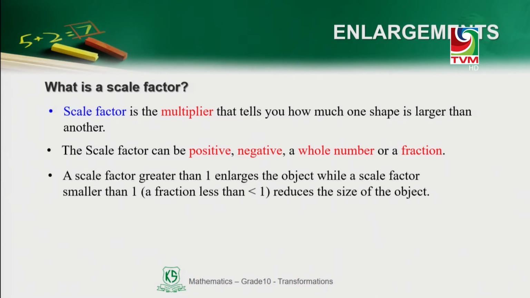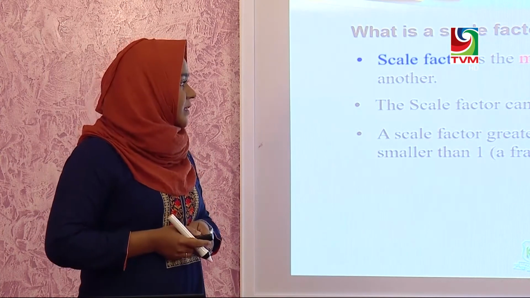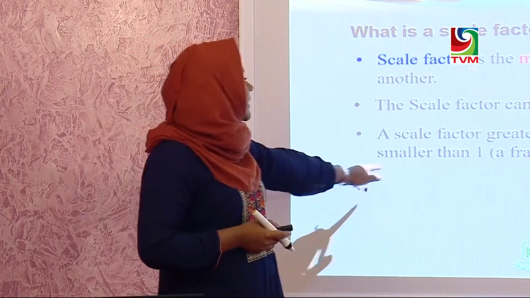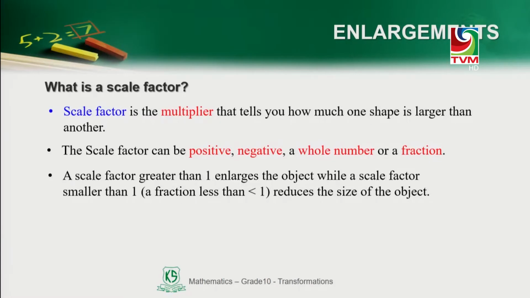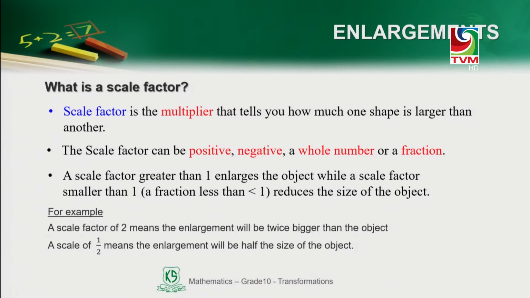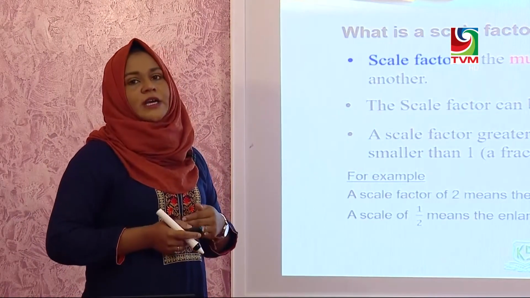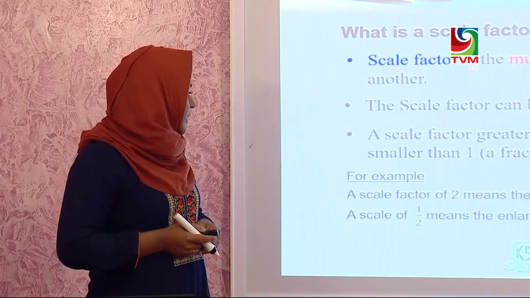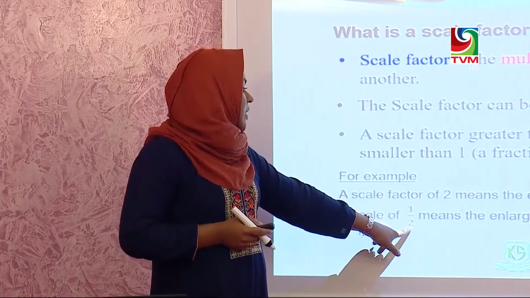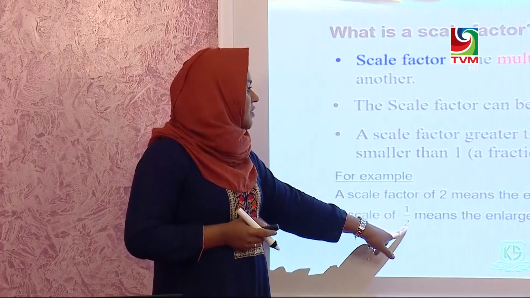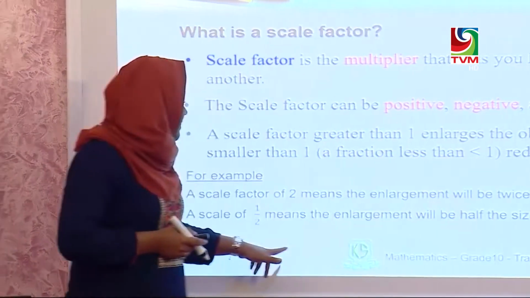If the scale factor is greater than 1, then it enlarges the object. Now if your scale factor is smaller than 1, here it means it has to be a fraction less than 1, then it will reduce the size of the object. For example, if you have a scale factor 2, the enlargement will be twice bigger than the object. Likewise, if you have a scale factor 3, your enlargement will be 3 times bigger than the object. Now if you have a scale factor half, 0.5, it is a value less than 1, and it is a fraction as well.